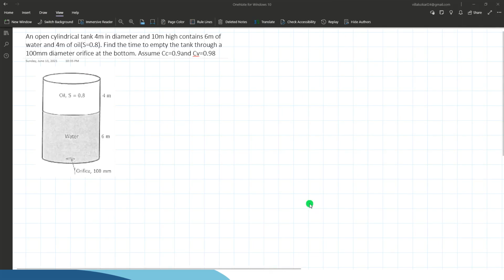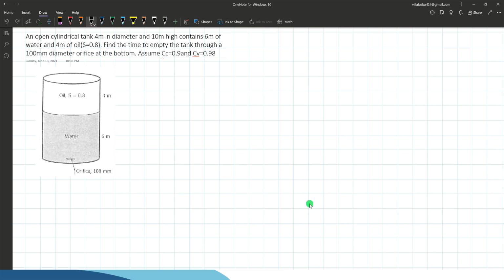Next, another problem: an open cylindrical tank 4 meters in diameter and 10 meters high contains 6 meters of water and 4 meters of oil. Find the time to empty the tank through a 100 mm diameter orifice at the bottom. Given are the coefficients of contraction and velocity. Okay, so let's solve this.